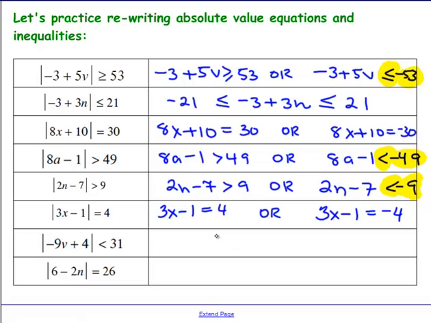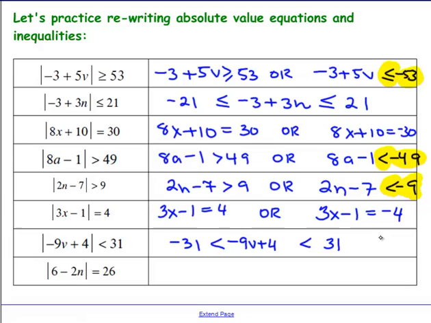Okay, so over here, this is distance being less than 31, so this is an AND problem. So we are going to be in between a negative 31 and a positive 31. We don't need an equal sign. And then negative 9v plus 4 is going to be in between.